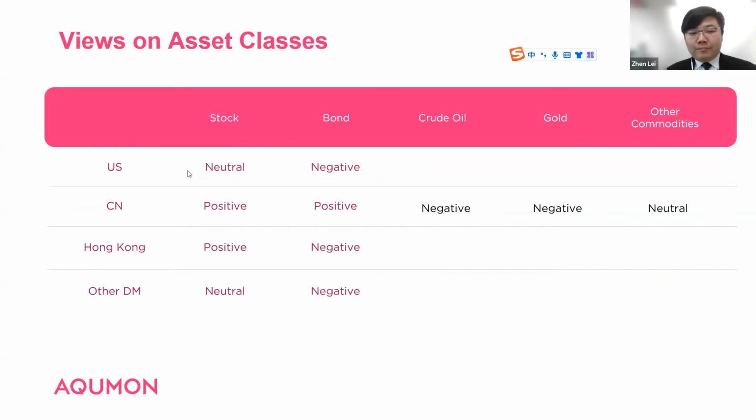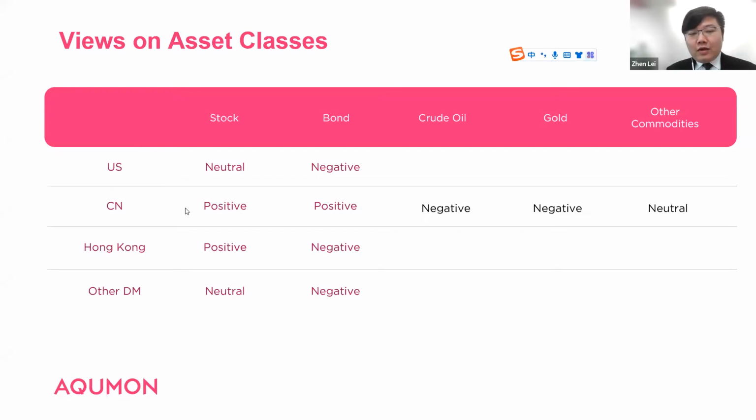First of all, for the stock market, we have neutral views on the United States stock market because the discount rate and the market liquidity are bad for the US. However, we also see that the economic growth is still steady and robust for the US. Therefore, there may be risks for the US stock markets, but whether it goes down or not, there can be opportunities for the US market too.